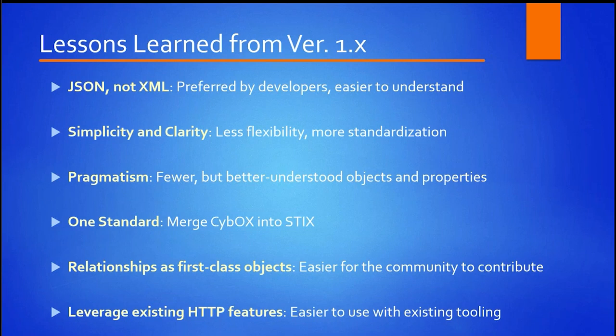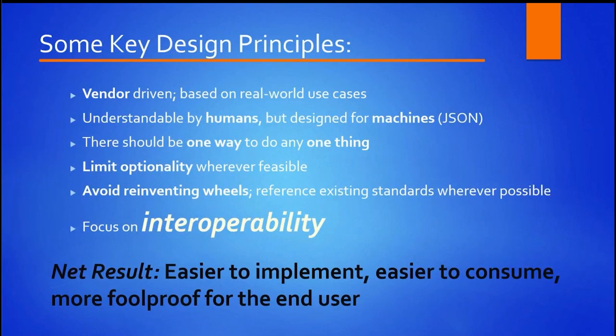We wanted it to be very pragmatic, very much oriented toward real business use cases. We wanted the one standard, so we merged CyBox into STIX, and we realized that we needed relationships as first-class objects. That is, we needed others in the community to be able to contribute to what an originator or producer of a data object developed or shared with their broader community. That's why, in the data model, we've elevated relationships as first-class objects. We also wanted to leverage existing HTTP features so it was easier to use with existing tools in the community.